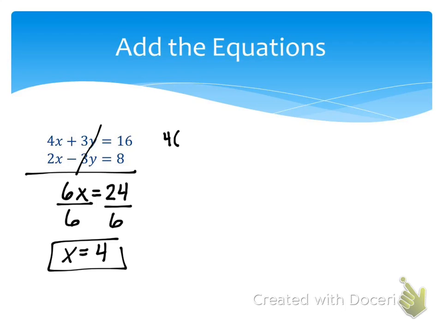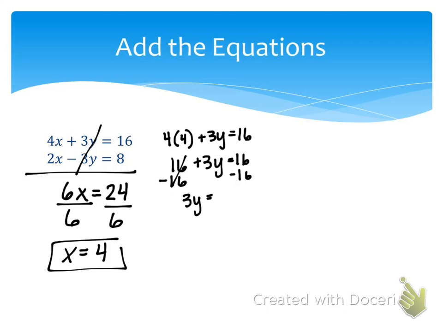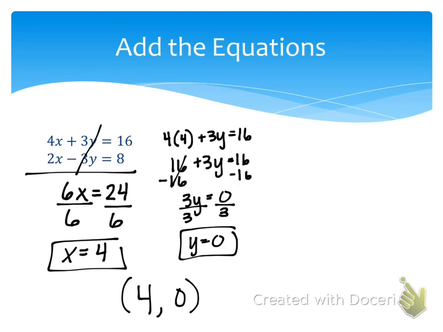4 times, I'm going to plug in 4 for X, plus 3Y equals 16. 4 times 4 is 16, plus 3Y equals 16. So I have to subtract 16 on both sides, because remember, I'm just trying to solve for Y. So I get 3Y equals what? 0. Is that okay if we have a 0? Yep, it's just fine. Divide by 3. What's 0 divided by 3? 0. So my ordered pair is 4, 0.